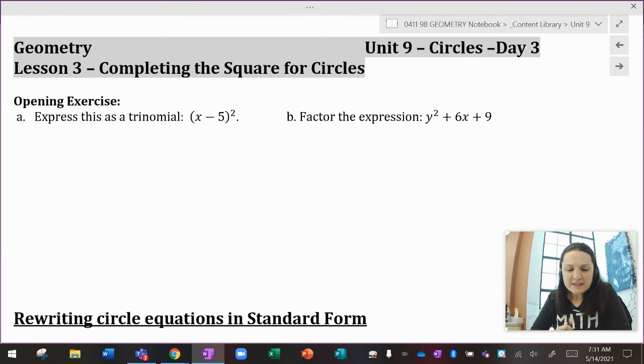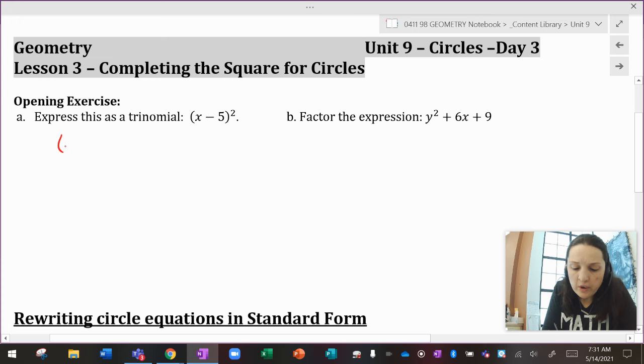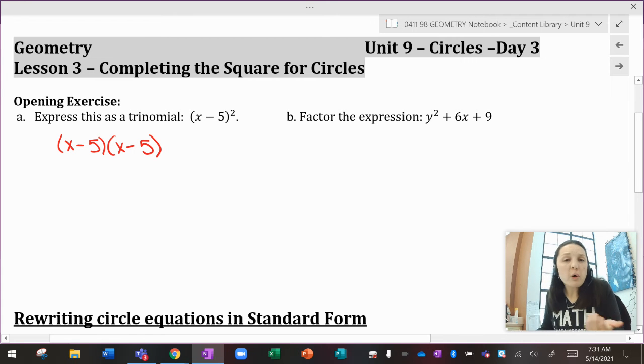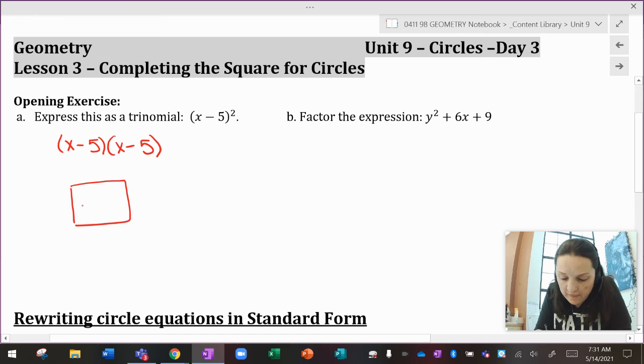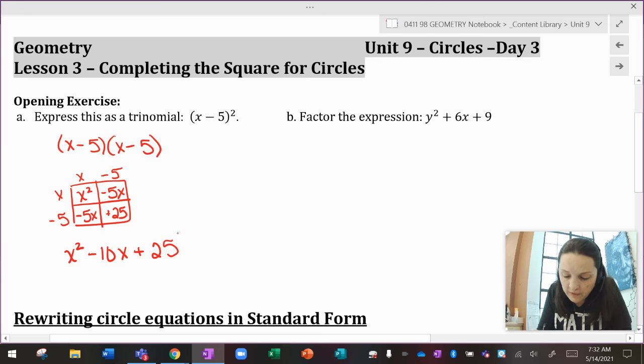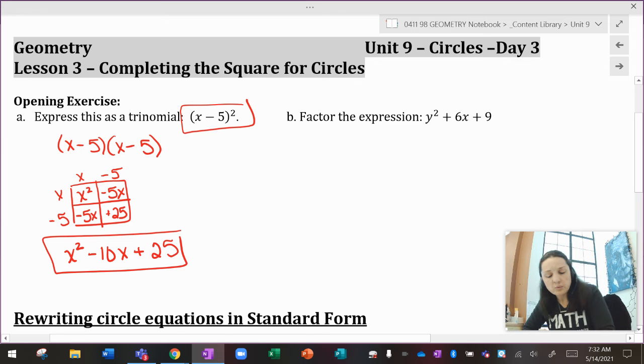So Part A says express this as a trinomial, x minus 5 squared. What you need to remember here is squaring something means you're multiplying it by itself. If you multiply x minus 5 times x minus 5, you can do the box method to keep yourself organized. X times x is x squared. X times negative 5 is negative 5x. Negative 5x, and negative 5 times negative 5 is positive 25. So this becomes x squared minus 10x plus 25.